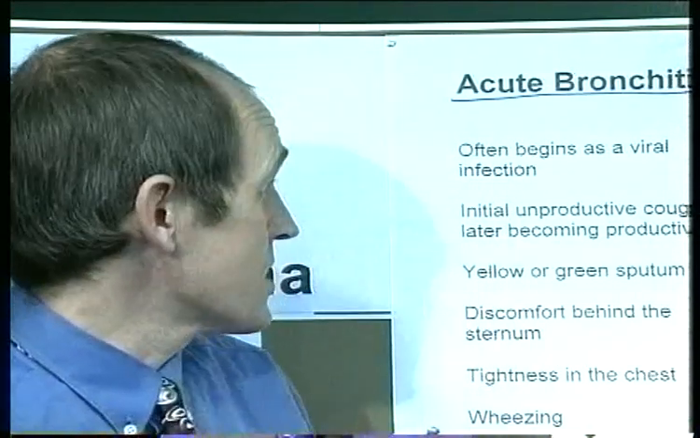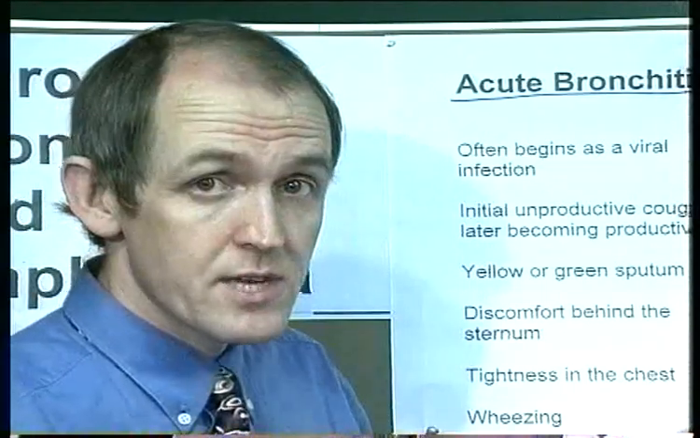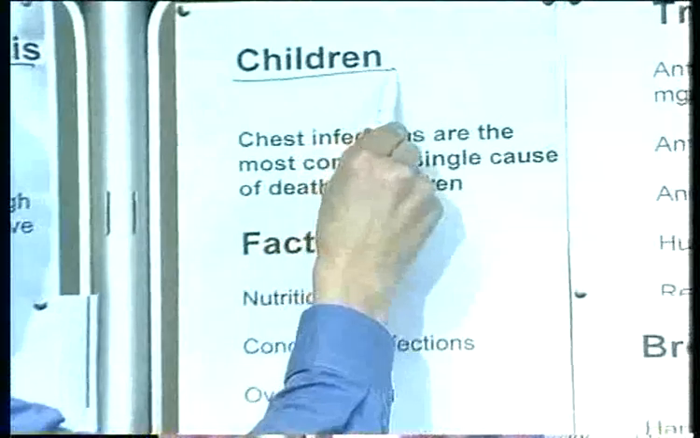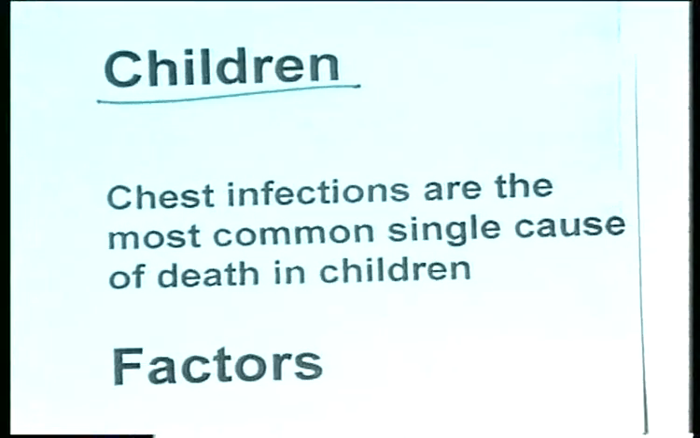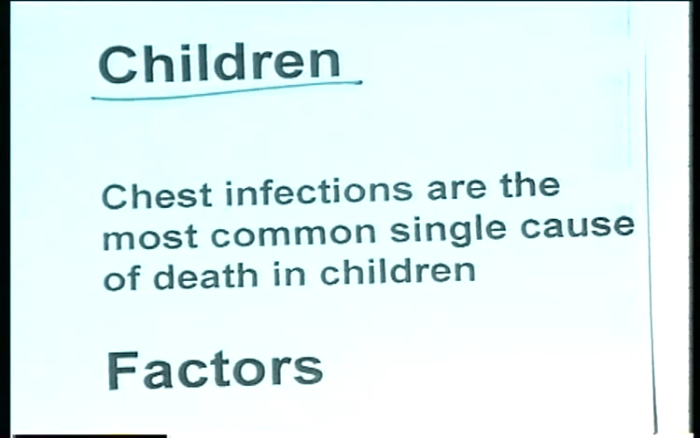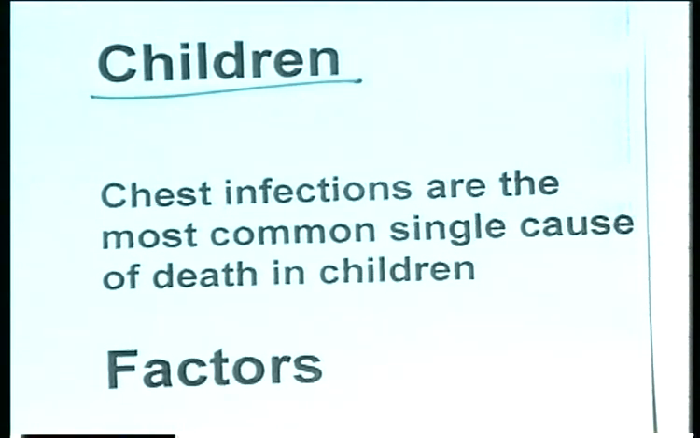And of course, if it's bad, it can go on and infect the lung tissue itself, which we would refer to as pneumonia. So we've looked at acute bronchitis. Let's just think about children now. And it's a sobering thought to realise that perhaps chest infections are the most common single cause of death in children in the world.